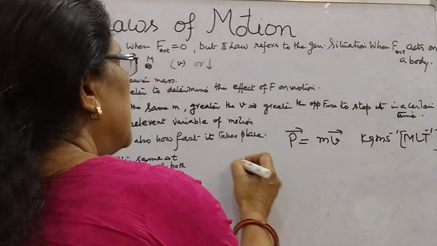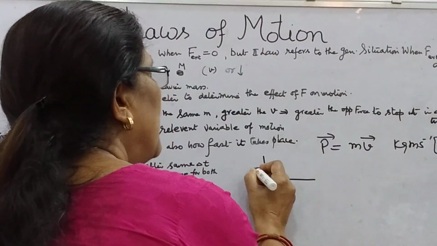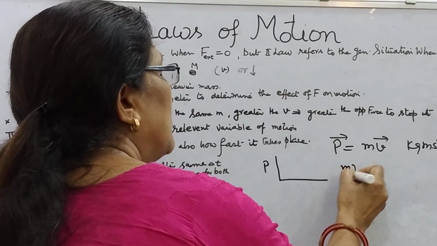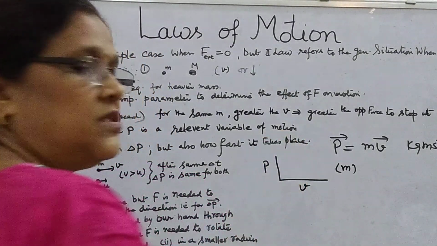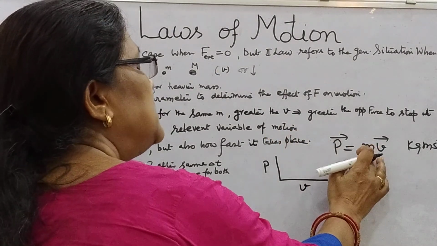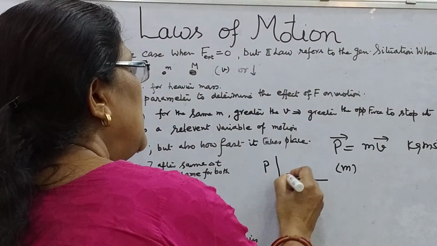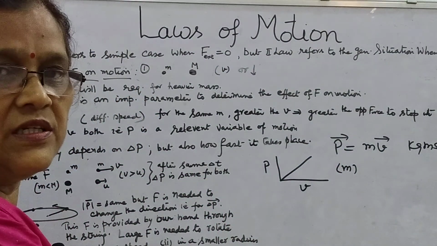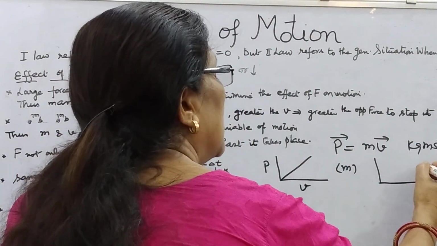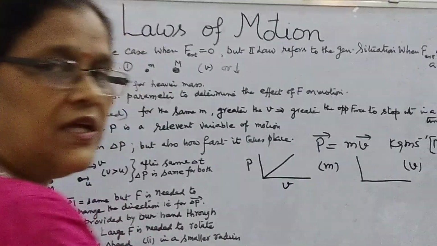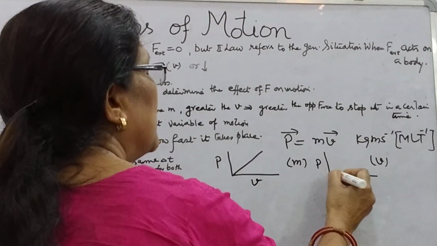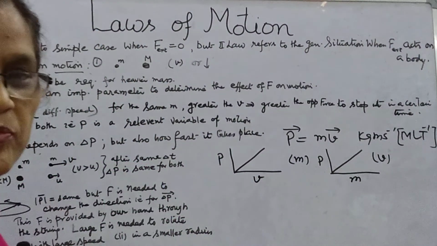If any object has momentum P, and for constant mass we draw the graph of velocity versus momentum, we find that for constant mass P is directly proportional to V. Then how will you get the graph like this? Similarly, if two objects are moving with constant velocity, then what will you find? P and mass of the objects are directly proportional.